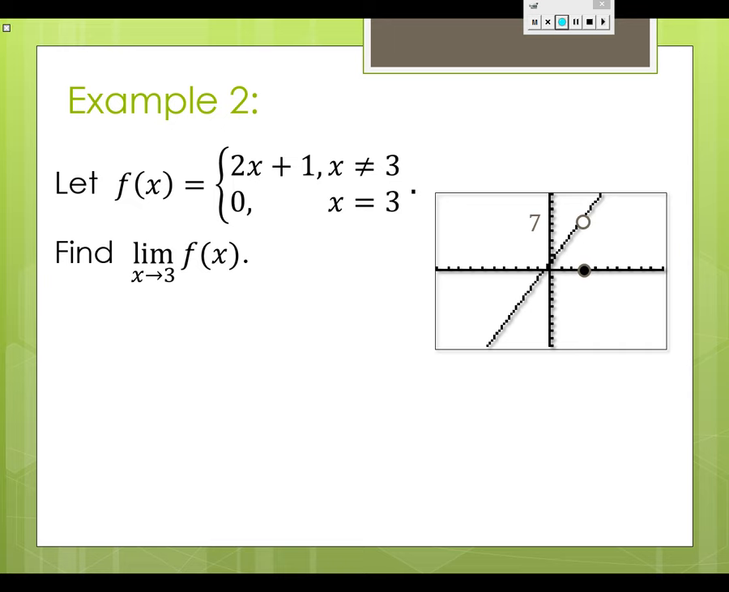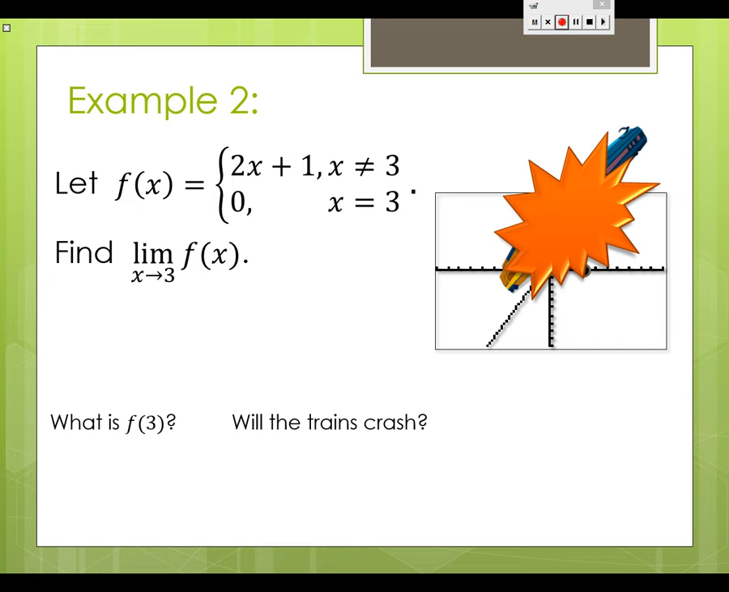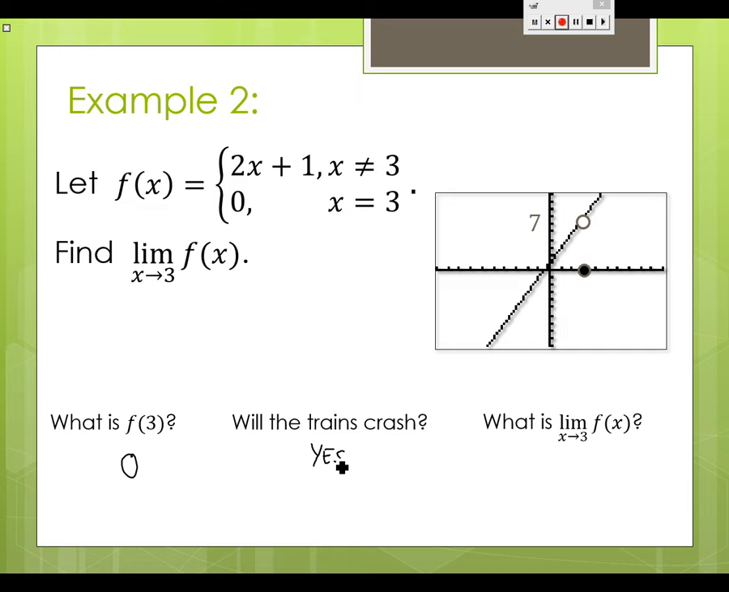Now we have this graph instead, and it is still 7, but you're like, I demand to see the trains crash. Will the trains crash? Yeah, the fact that there's a little tiny pin-sized hole in the track means that it doesn't matter. They'll crash either way. What is f of 3? 0. Will the trains crash? Yes. I know this is non-technical. So what's the limit there, though? The limit is still 7, right?